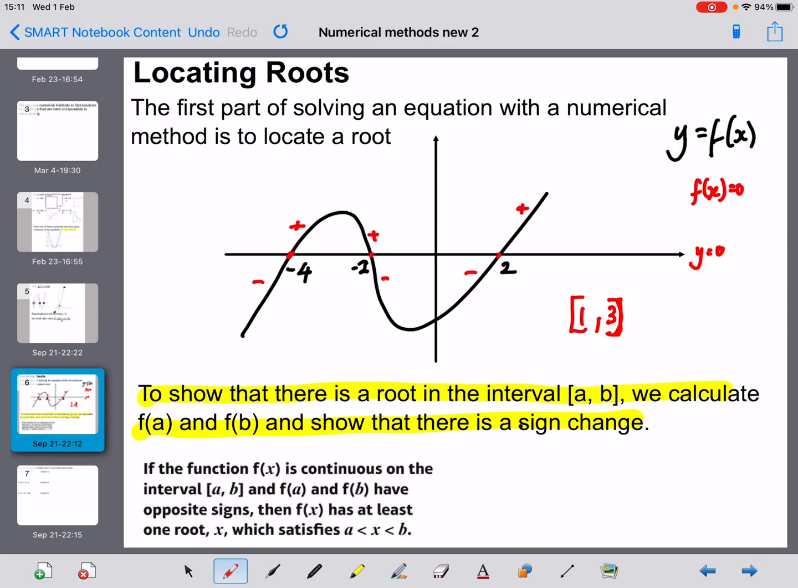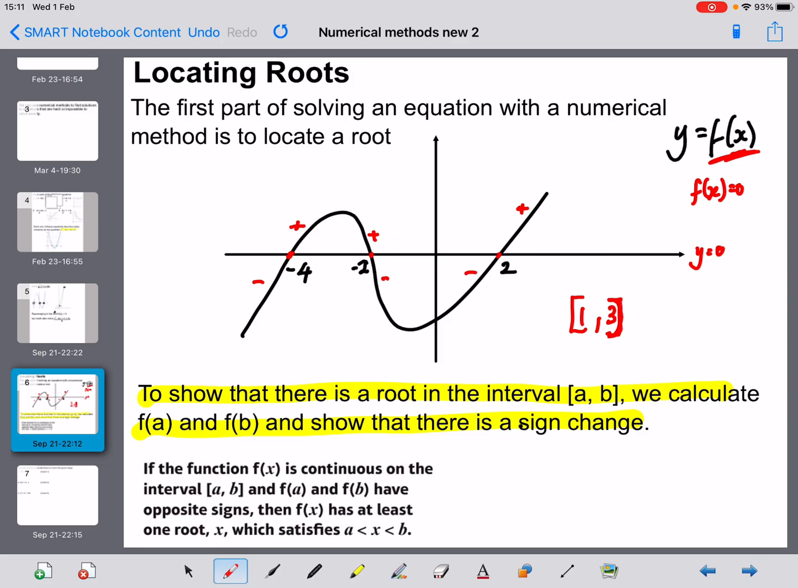Then I could sub 1 into my function, and I would get a negative value. And I would sub 3 into my function, and I would get a positive value. And because there is a sign change, that would tell me that there is a root somewhere between 1 and 3. Potentially there could be more than one root, but there will be at least one root.